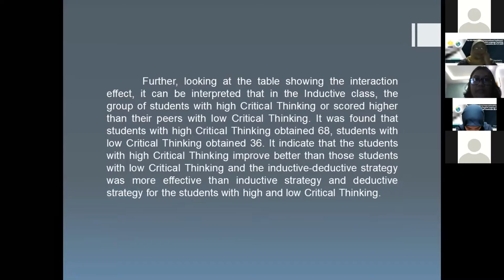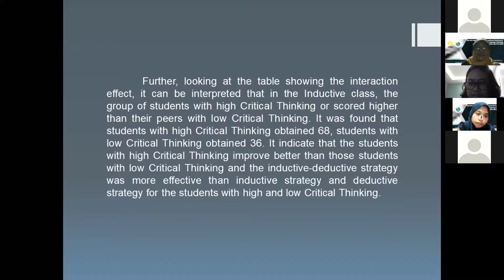Further looking at the table showing the interaction effect, it can be interpreted that in the inductive class, the group of students with high critical thinking scored higher than their peers with low critical thinking. It was found that students with high critical thinking obtained 68, and students with low critical thinking obtained 36.